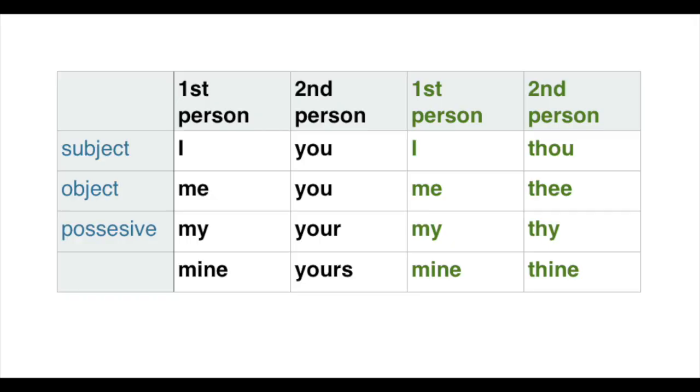Okay, here's a chart to help you make sense of it. In the black we have what we say now, and in the green we have the old version. So that's what you're going to see in the hymns. So you can see here that the second person subject pronoun is you, but it used to be thou. Notice how it's almost spelled the same? So that might help you remember when you're looking at the hymns, thou means you. I and thou are subject pronouns. Me and thee are object pronouns.